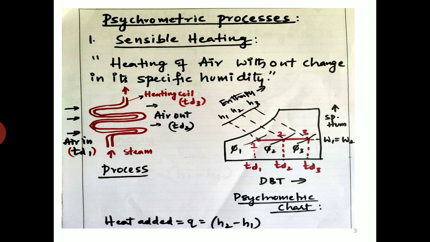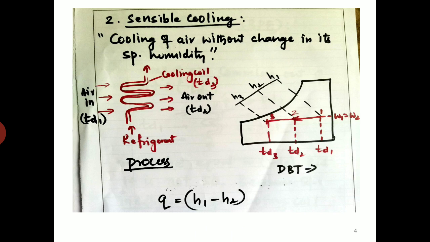On the psychrometric chart, from TD1 to TD2 the temperature increases, and from TD2 to TD3 the temperature goes on increasing. The maximum temperature will be TD3, the highest temperature. That means the dry bulb temperature goes on increasing from process 1 to process 3. Therefore the heat added will be H2 minus H1.